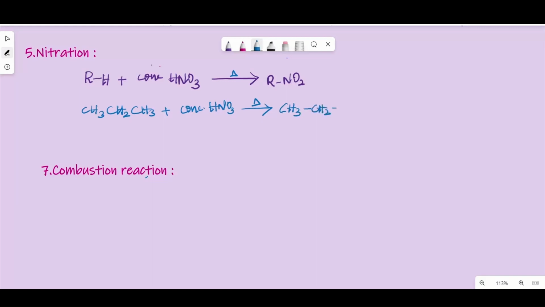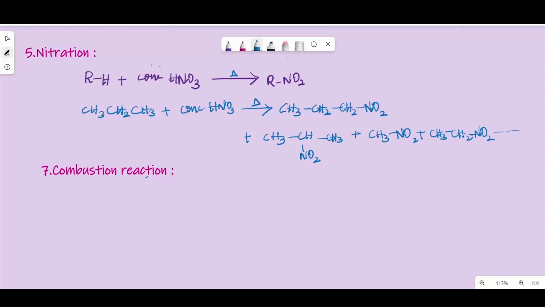CH3CH2CH2, let's add NO2 here. Then you will also get this product, CH3CH(NO2)CH3, and carbon-carbon bond cleavage also takes place. You may get CH3CH2NO2 also, or CH3NO2. In this way you will get many products, so this is not that useful.